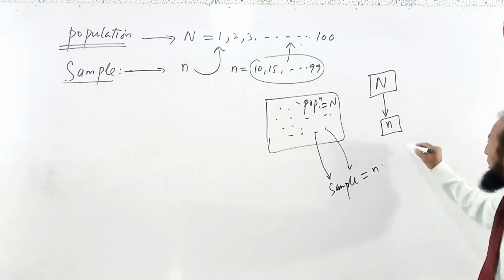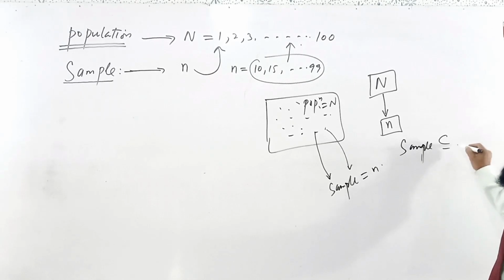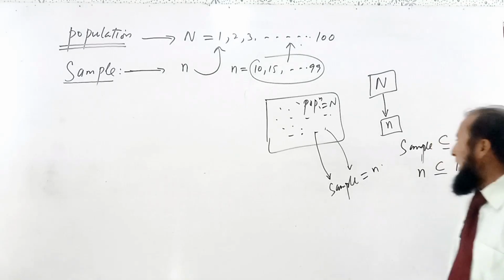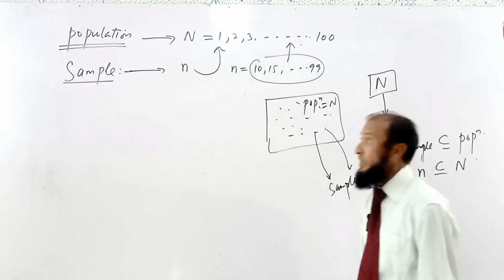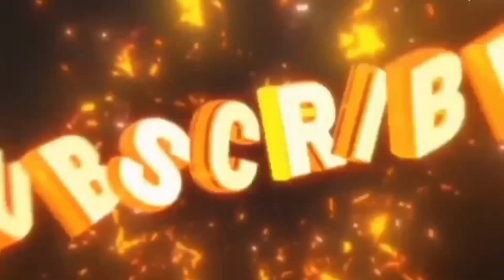Sample is a subset of the population, so mathematically we can write this. The sample size is a subset of the population, because a sample is always selected from the population. Thank you very much once again.